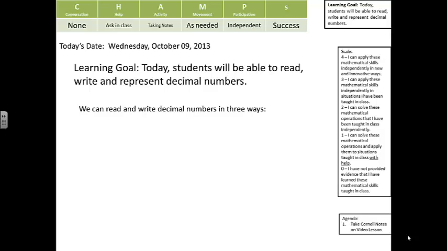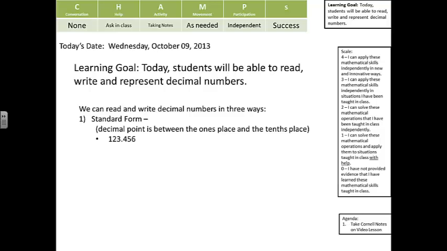Just like with standard numbers or whole numbers, we can read and write decimal numbers in three ways. Okay, the first way that we can write numbers is in standard form. And when we write in standard form, we're going to make sure that we put our decimal point between the ones place value and the tenths place value. So our example would be 123.456. And you can see the decimal place in between the 3 and the 4 there, and that means the 3 is in the ones place and the 4 is in the tenths place.